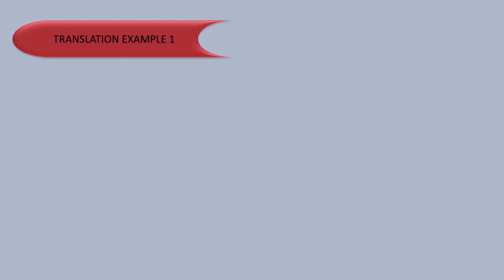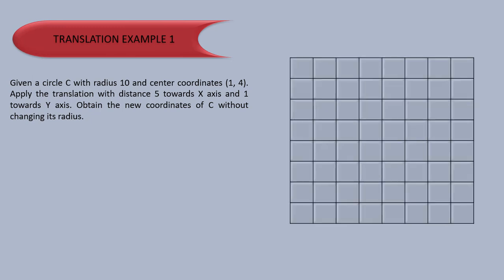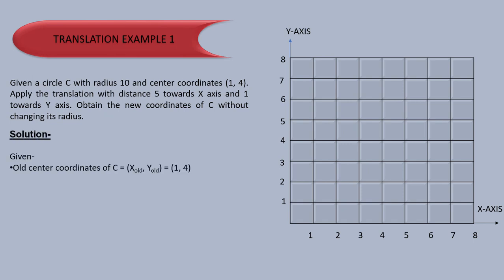Now let us take an example. Consider a circle C with radius 10 and center coordinates 1, 4. Apply a translation of distance 5 along the x-axis and 1 along the y-axis, and obtain the new coordinates of C without changing its radius. For this kind of example, we need to plot our x-axis and y-axis along with the coordinate values, the plane created by our two dimensions x and y. Now we need to find the solution with the help of the given values.